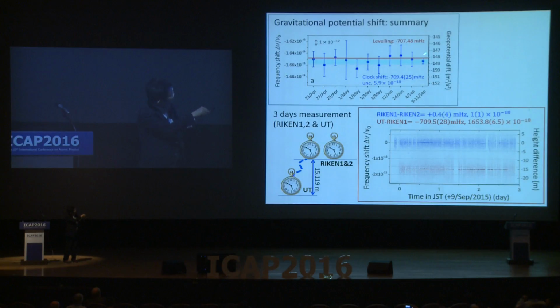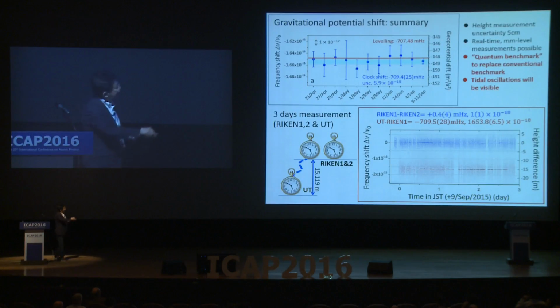And last point, we ran a 3-day continuous measurement with an uptime of 73%. So the 2 Riken clocks agree very well, to 1 times 10 to the minus 18, because they're on the same optical table. But the frequency difference between the university and Riken was this number, 700 millihertz.